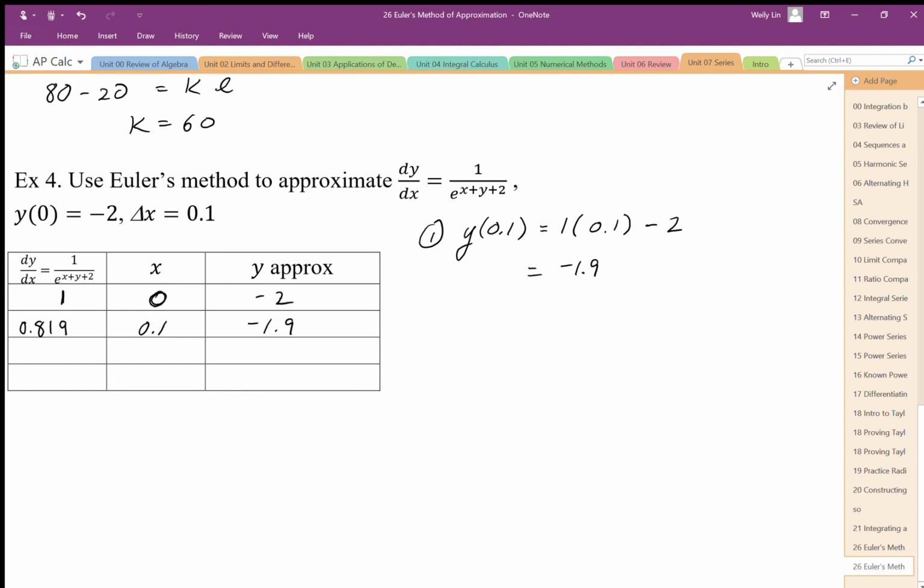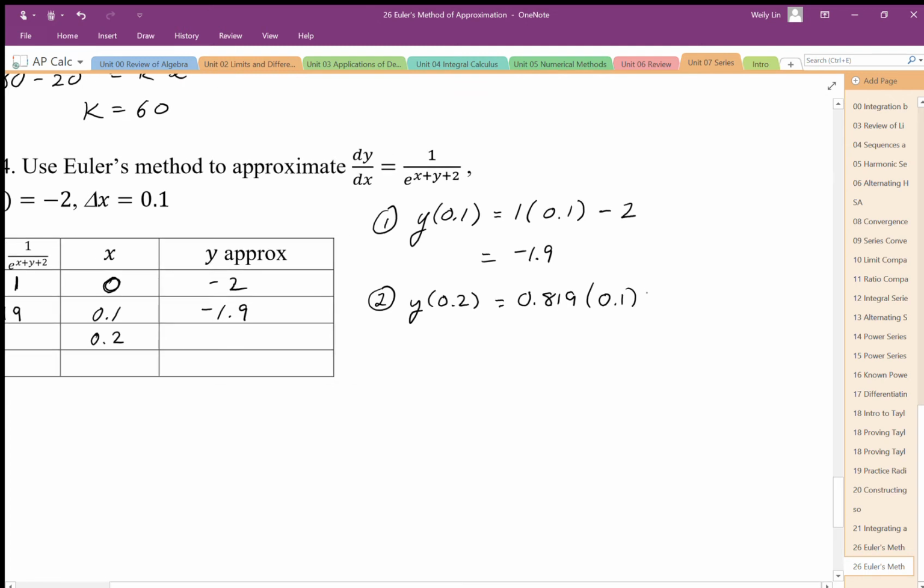And I'm going to use that then to come up with my next equation. So I'm going to calculate for x is 0.2. So y at 0.2, I'm going to use the new slope of 0.819 times my change in x, and my old y coordinate was negative 1.9. Okay, so then using this calculation, I'm going to end up with 0.819 times 0.1 minus 1.9. Okay, so I'm going to end up with negative 1.818. So there's my new coordinates, negative 1.818.